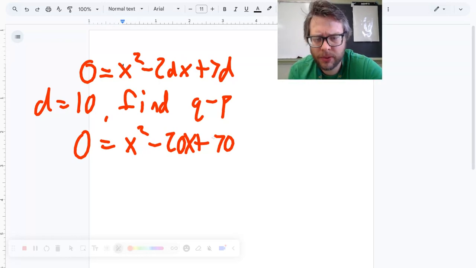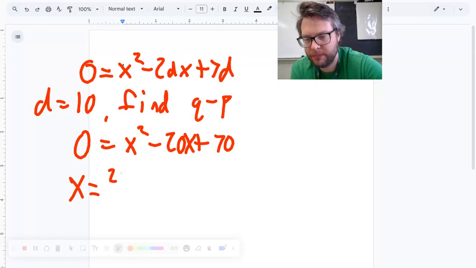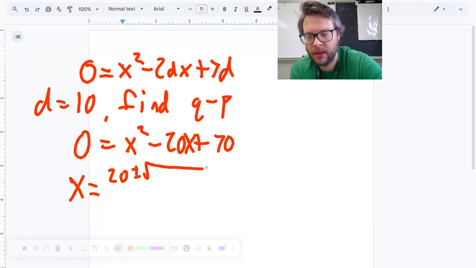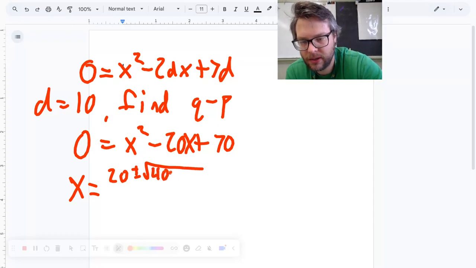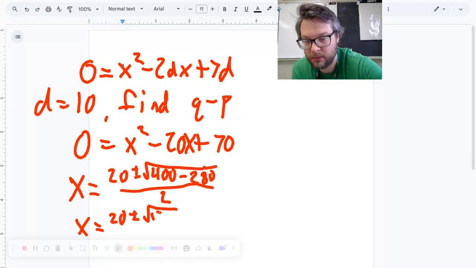Is there anything that multiplies to make 70? I don't think so. 7 and 10, 35 and 2. I guess it's not nice numbers. So then we just have to do the quadratic formula. Opposite of b, plus or minus the square root of b squared, 400, minus 4ac, 4 times 70 is 280, over 2a, over 2. So we get 20 plus or minus root 120 over 2.